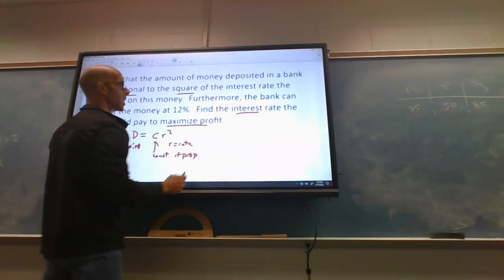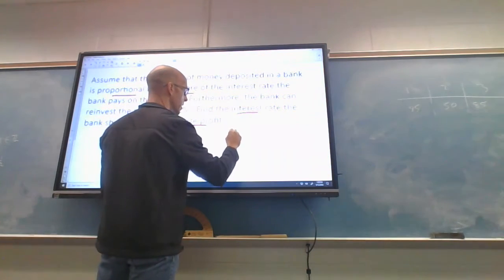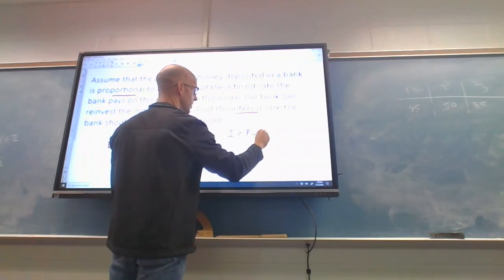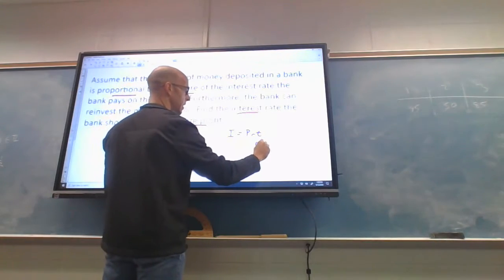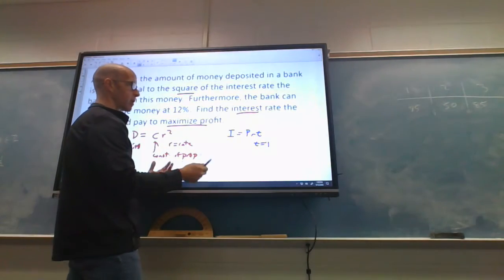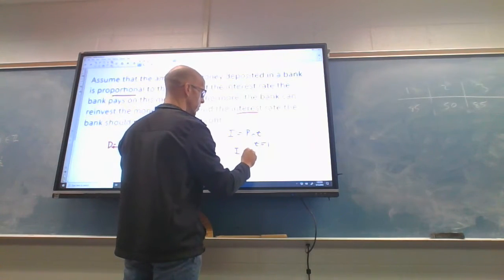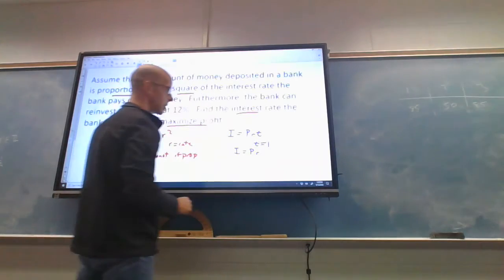Also, the hint is to use, I said simple interest. So interest can be found by this formula, but T isn't really that important here because it's going to be the same time regardless on the problem. So we'll just say T is 1 year. So our quote unquote interest is just going to be P times R.